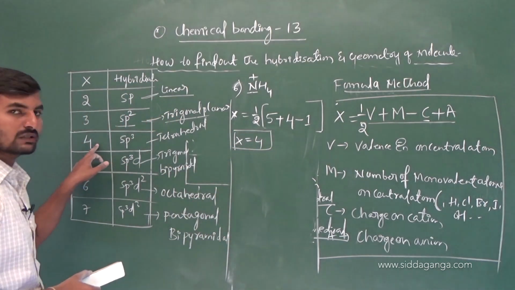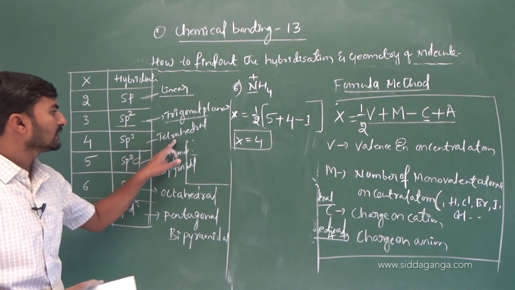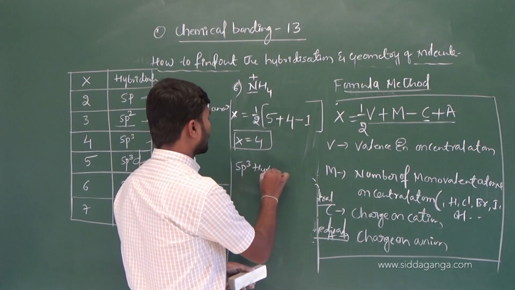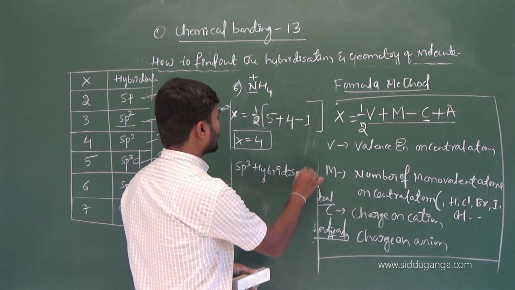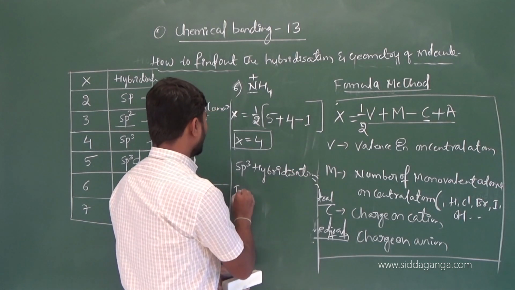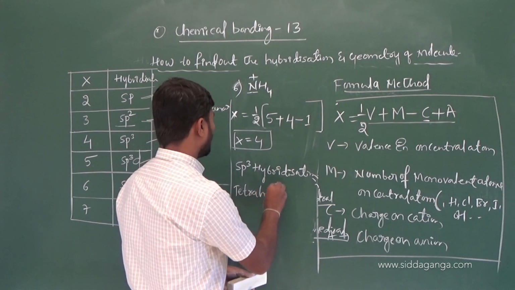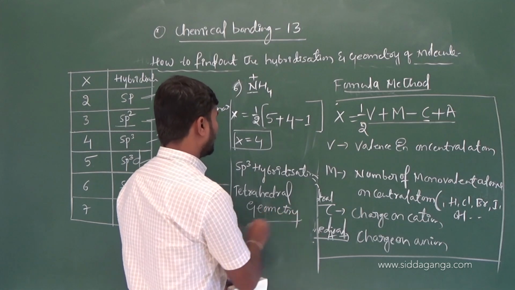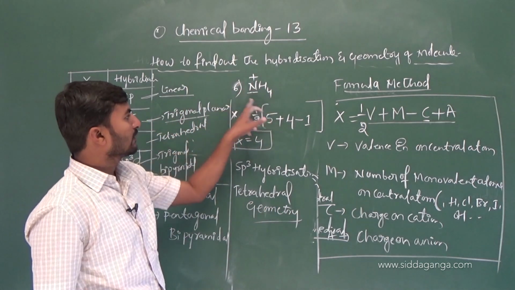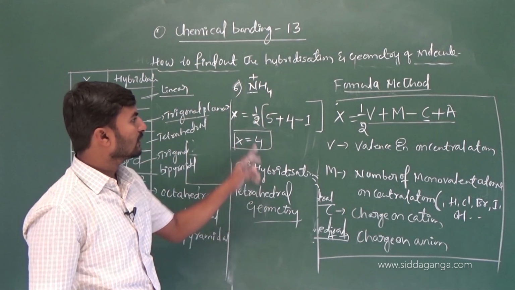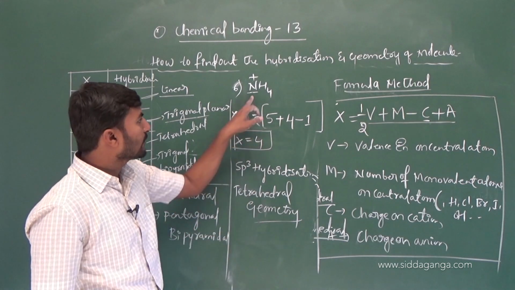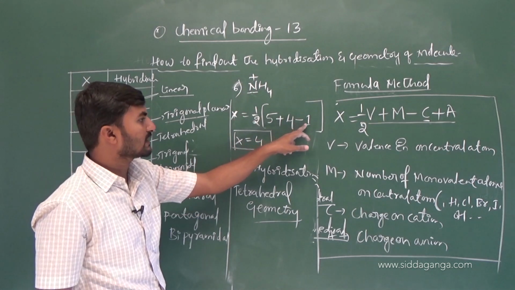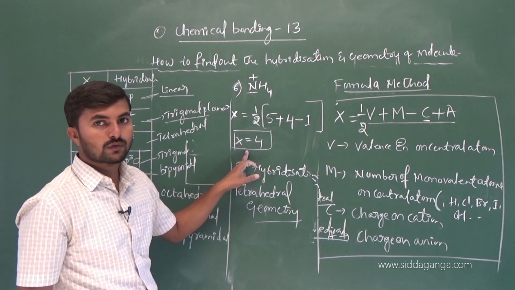If it is 4, which hybridization will it be? sp3 hybridization with tetrahedral geometry. It can exhibit sp3 hybridization with tetrahedral geometry. Okay, in this way we can calculate the hybridization followed by the geometry for cationic species. If any cationic species comes, we subtract the charges and then calculate the value of x.